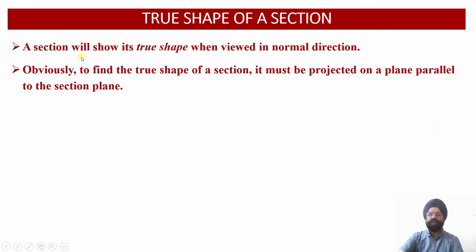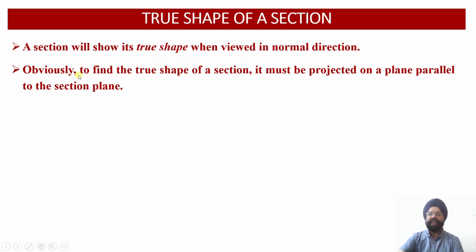Now we have understood by now that the section will show its true shape when it is viewed in the normal direction. That is, whenever you want to obtain the true shape of any particular cut section, you have to go perpendicular to it. That is, you have to look at it from the perpendicular direction. So your plane of projection should be parallel to the cut section over there.